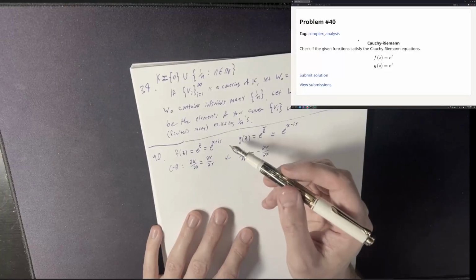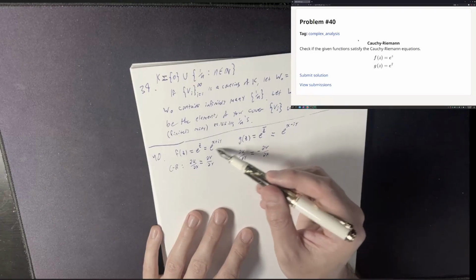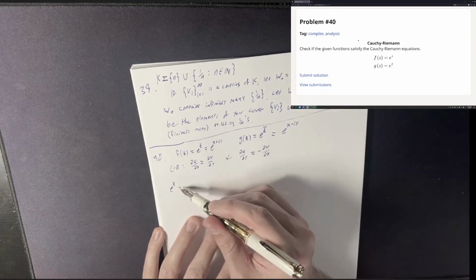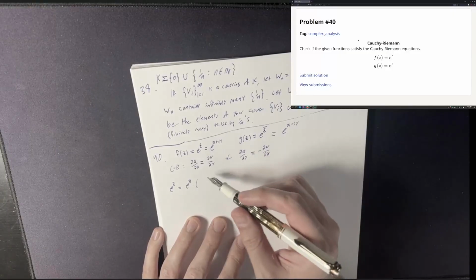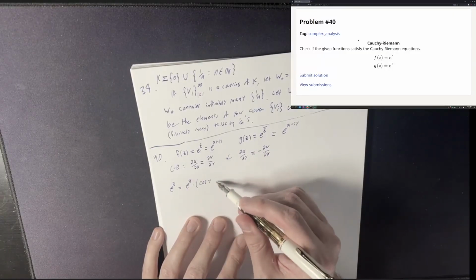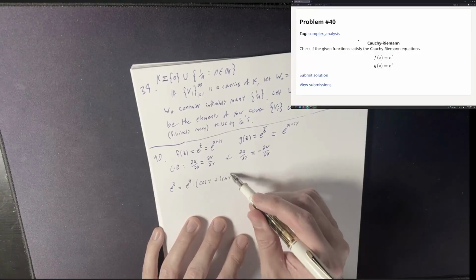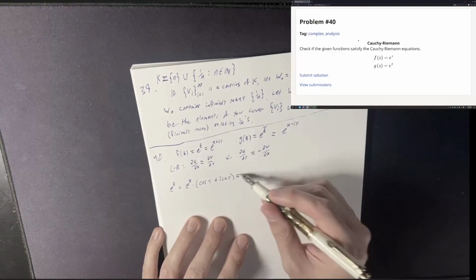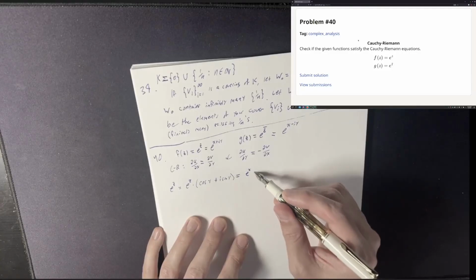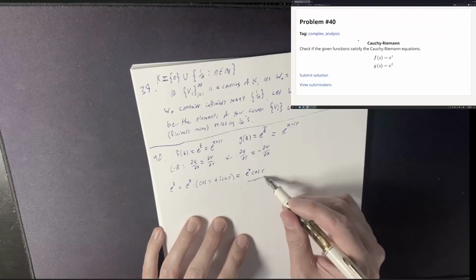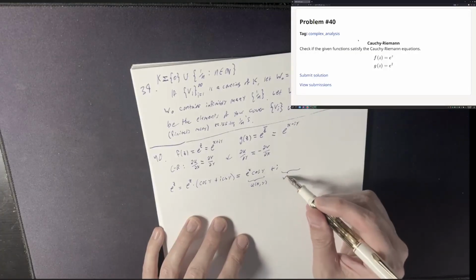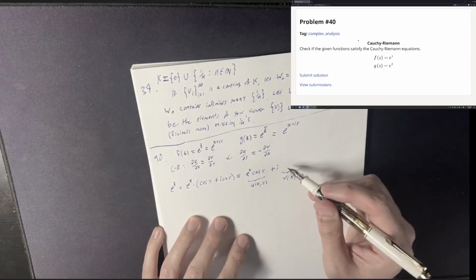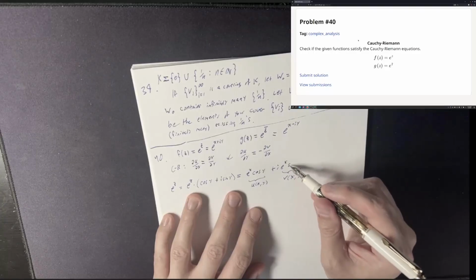Here, I guess I can't leave an i in the middle of my thing. I'm going to have to go a little further with this. So e to the z is e to the x times, and then the e to the iy part, we're going to use Euler's equation to say it's cos y plus i sin y. Then I can distribute this, and here's the u of x,y function, and here's the v of x,y function is e to the x sin y.